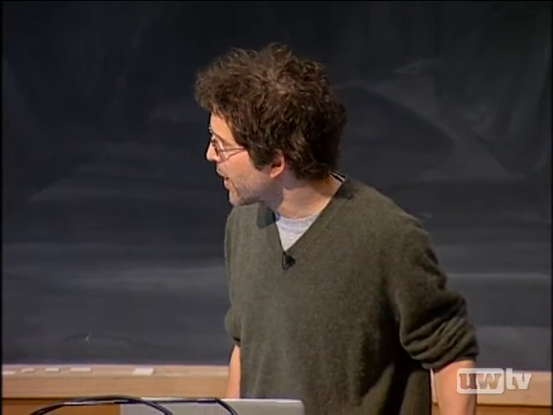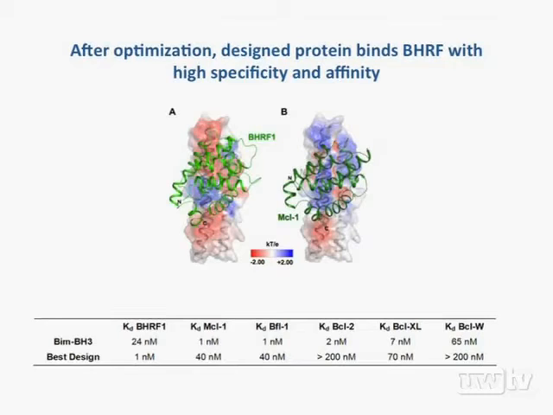And the net result is shown down here: whereas BHRF1 binds the BIM protein with 24 nanomolar affinity, the designed protein binds BHRF1 with 1 nanomolar affinity. So if we could express or somehow get this designed protein inside the cell, it should disrupt the BHRF1-BIM interaction. And the nice thing is that after optimizing specificity, it really binds BHRF1 much more tightly than the other BCL2 family members that Eric tested. You don't want to be binding all the BCL2 family members.